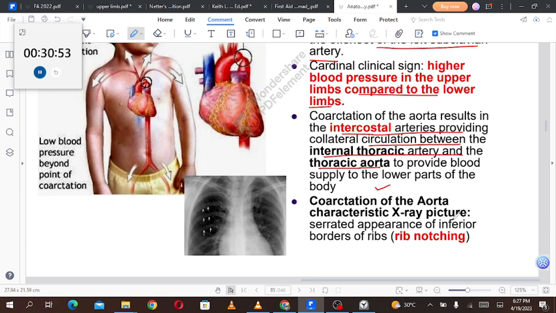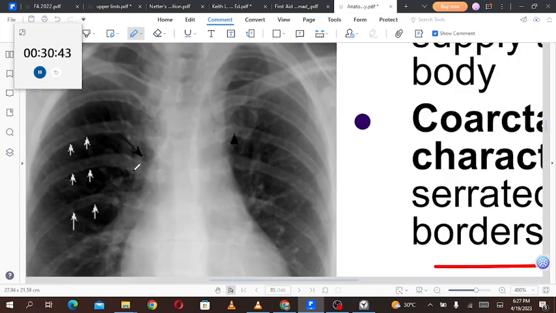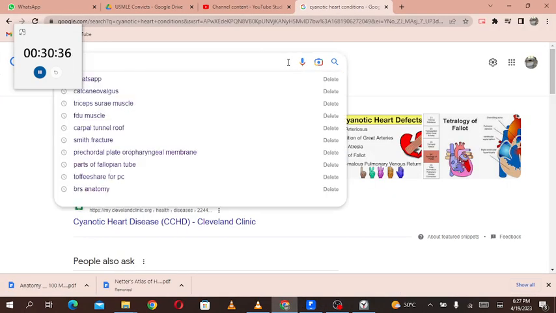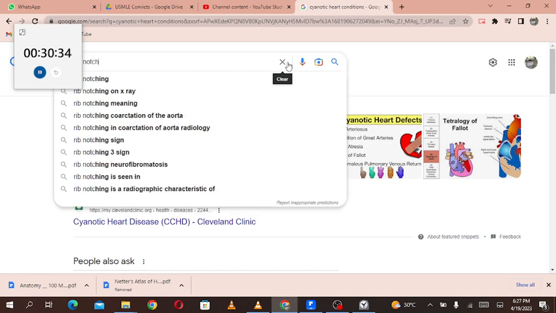The characteristic X-ray picture of coarctation of aorta is this one. A serrated appearance of the inferior border of the rib, rib notching, is seen in these cases. If you could see this, it's not a very good picture for rib notching. So I guess I should Google it. Maybe we can find a better picture. Rib notching.